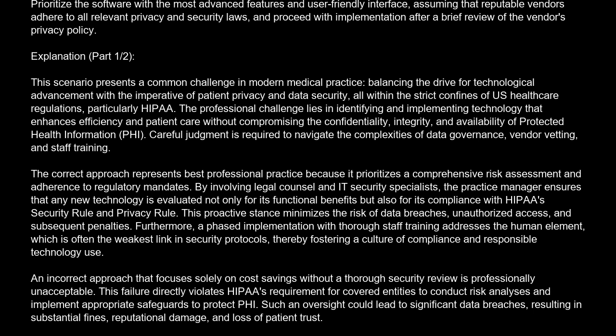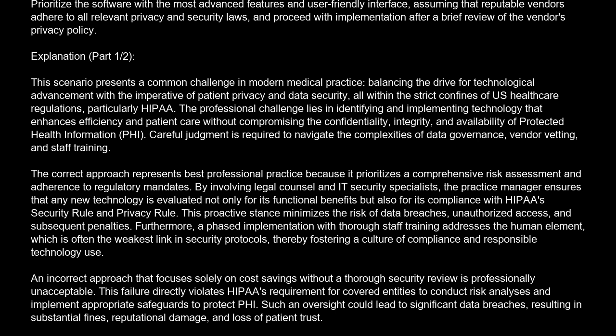Careful judgment is required to navigate the complexities of data governance, vendor vetting, and staff training. The correct approach represents best professional practice because it prioritizes a comprehensive risk assessment and adherence to regulatory mandates. By involving legal counsel and IT security specialists, the practice manager ensures that any new technology is evaluated not only for its functional benefits, but also for its compliance with the HIPAA Security Rule and Privacy Rule.